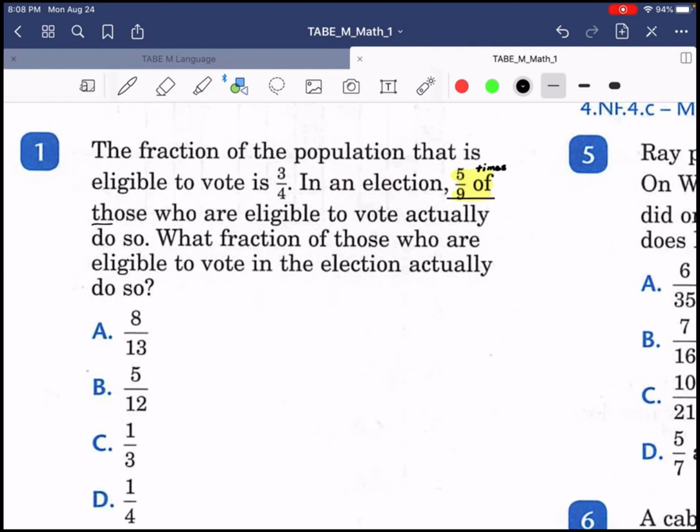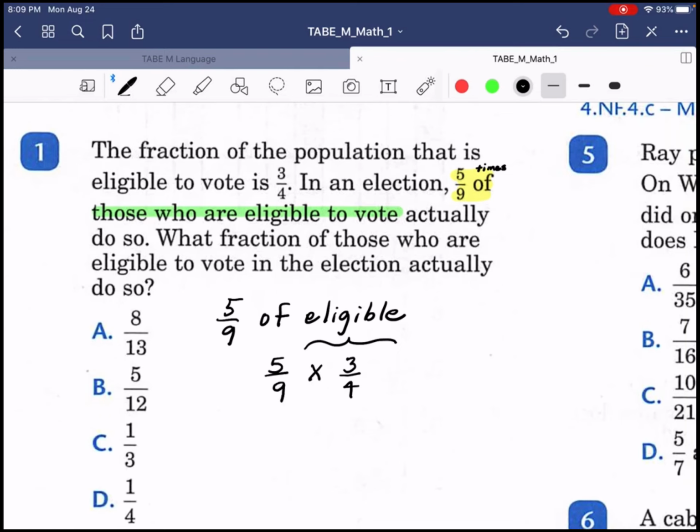So you want to notice the key phrase, and then ask yourself, what is the number of those who are eligible to vote? And in this case, we don't have a number, we have a fraction. So I'm writing this out for you in word form, which is always a good strategy, especially if you're struggling with the problem. 5/9 of the eligible group is 5/9 of 3/4. So this is how I know that I need to multiply.